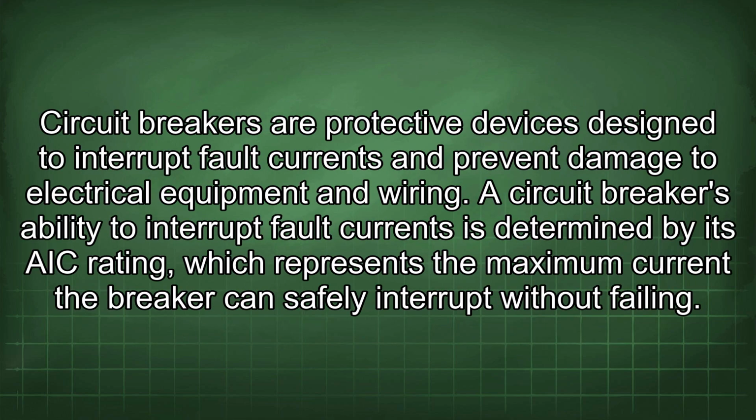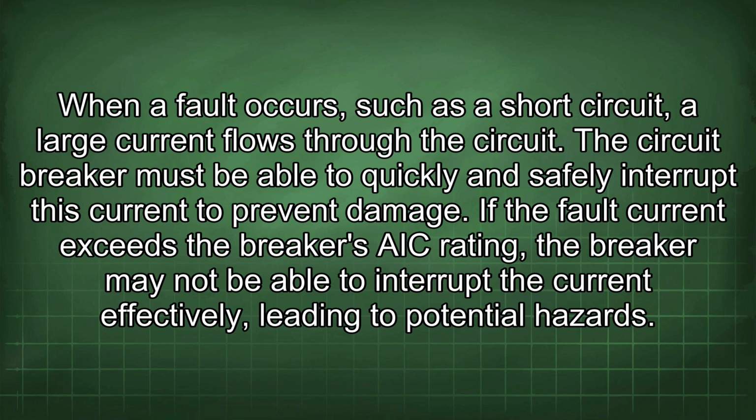Circuit breakers are protective devices designed to interrupt fault currents and prevent damage to electrical equipment and wiring. A circuit breaker's ability to interrupt fault currents is determined by its AIC rating, which represents the maximum current the breaker can safely interrupt without failing. When a fault occurs, such as a short circuit, a large current flows through the circuit. The circuit breaker must be able to quickly and safely interrupt this current to prevent damage.